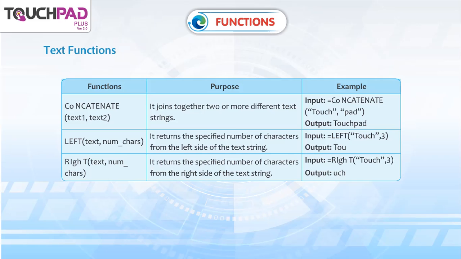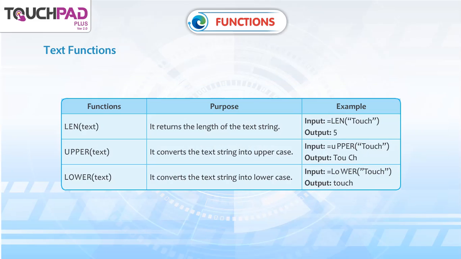RIGHT(text, number_chars). It returns the specified number of characters from the right side of the text string. Input: =RIGHT("Touch", 3). Output: UCH. LEN(text). It returns the length of the text string. Input: =LEN("Touch").